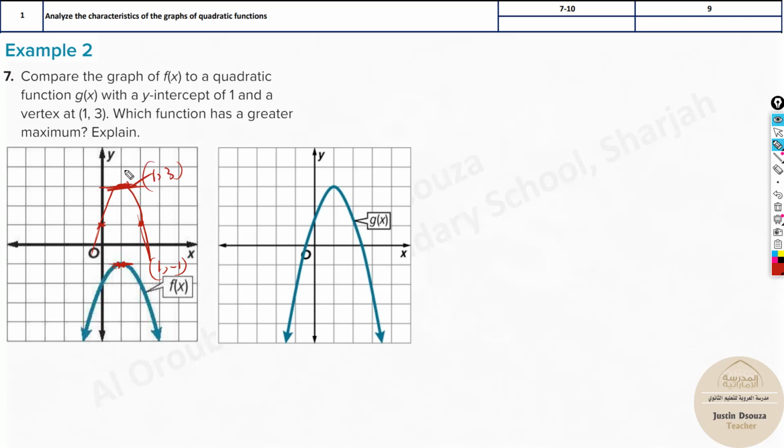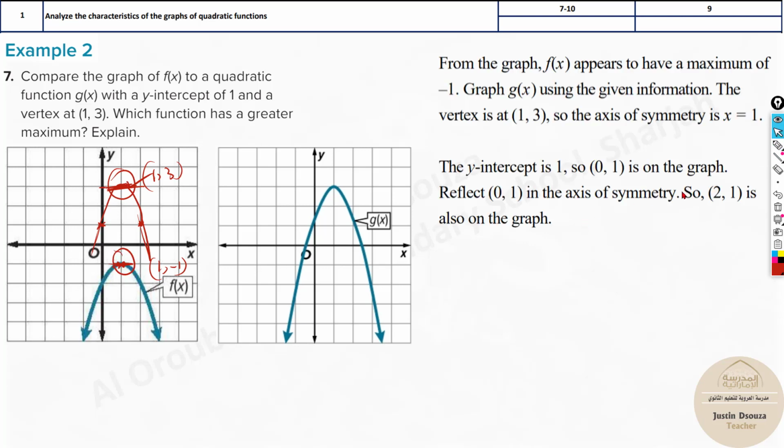Maximum point is at 3 here, whereas the maximum point over here is -1. We can see the axis of symmetry. Let's just see where the midpoint is. You can see this is the same axis of symmetry for both. Okay, that's the axis of symmetry. You're just basically comparing the two graphs.